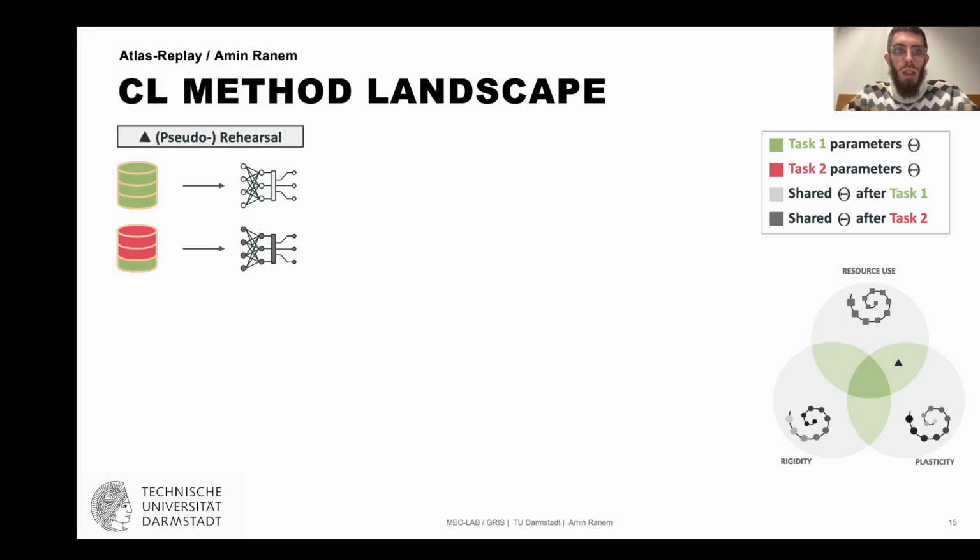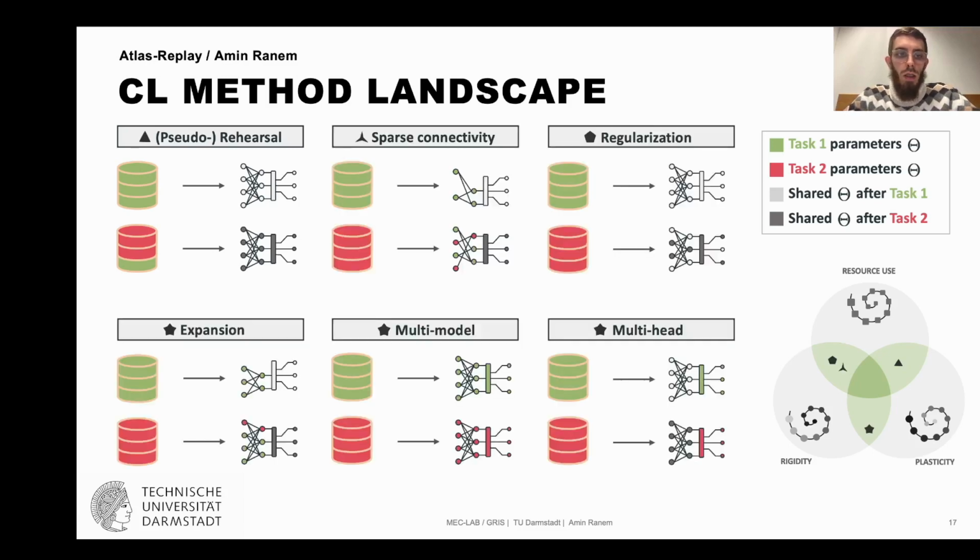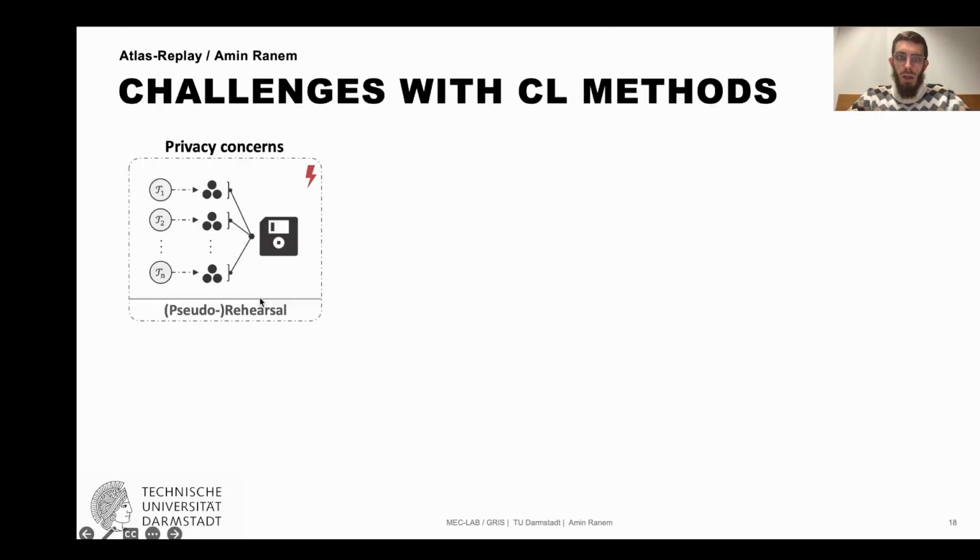When we now look at the continual learning methods that exist, the most promising one is the rehearsal method, which just stores samples from each dataset and interleaves them for later stages. We also have sparse connectivity or regularization-based methods, and even expansion-based methods, like networks that expand specific layers when new tasks are introduced, or we have multiple models: for every task we have one model, or we have a shared body and multiple heads.